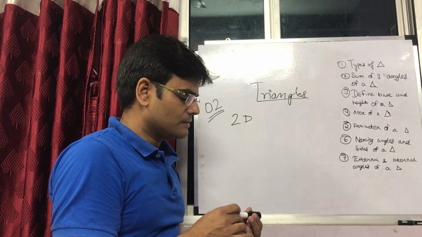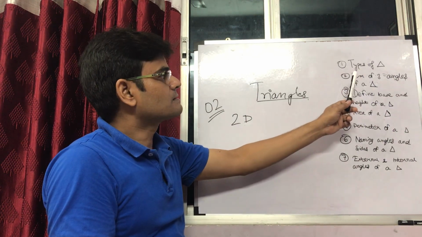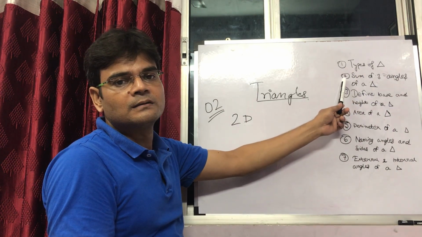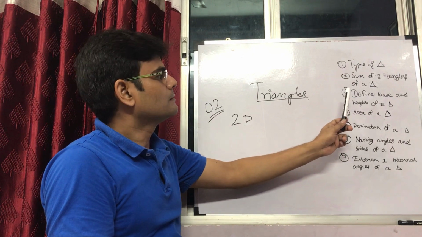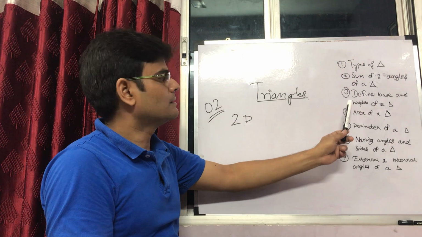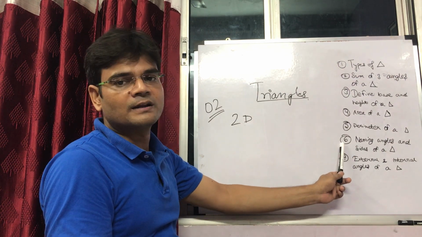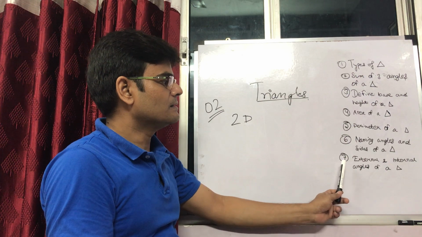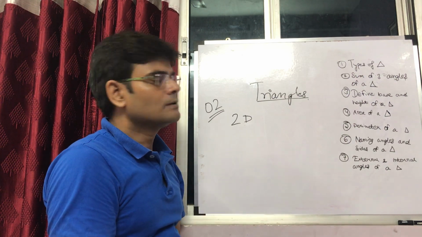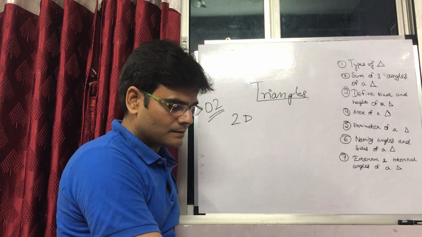So what we'll cover here today: types of triangle, the sum of the three angles of a triangle, defining the base and height of a triangle, the formulas, area of a triangle, perimeter of a triangle, naming angles and sides of a triangle, and external and internal angles of a triangle. So let's start. Types of triangle.